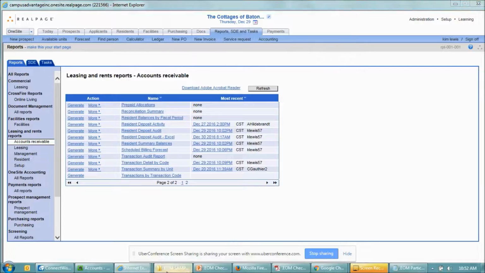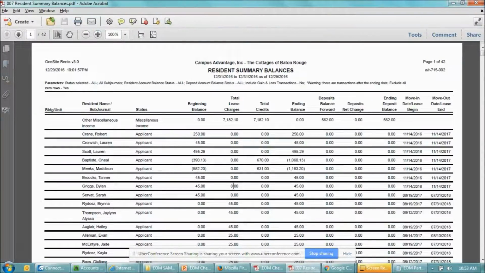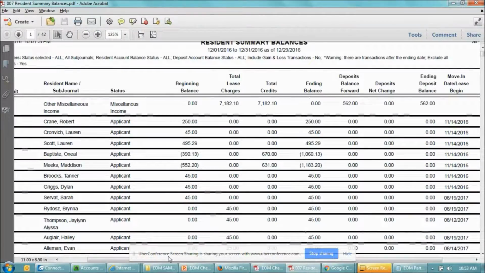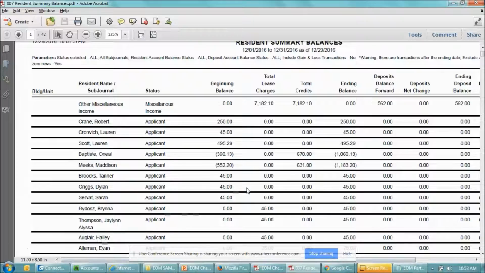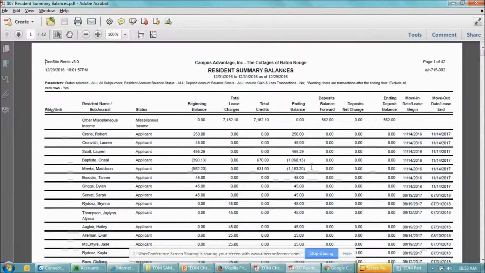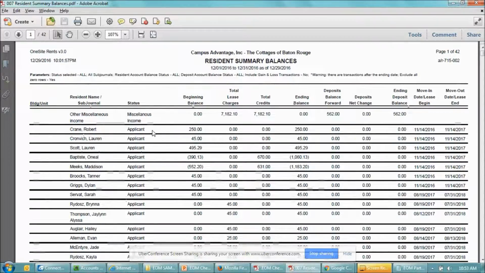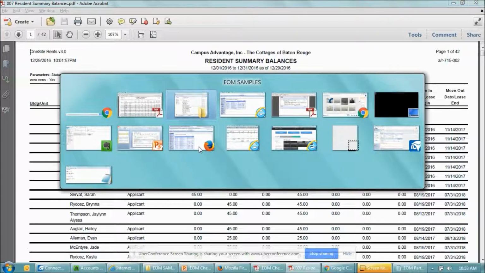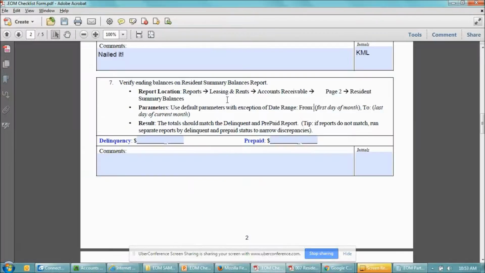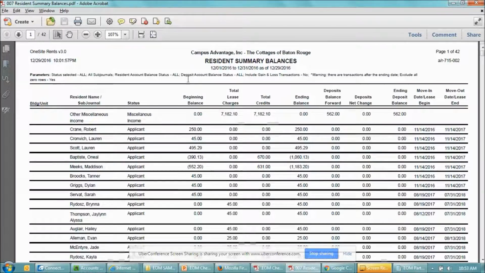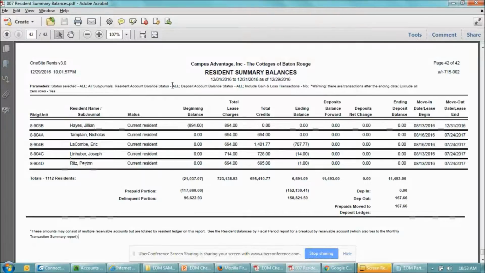And after you hit generate, you would get this beautiful resident summary balances report that looks like this. And this one you kind of look at, and actually I'll make it smaller just so you can see. You look at it, you're like, whoa, rows, columns, but this is actually a very, very good report to review. And some of the items that you will want to review on this one is the totals should match the delinquent and prepaid report.